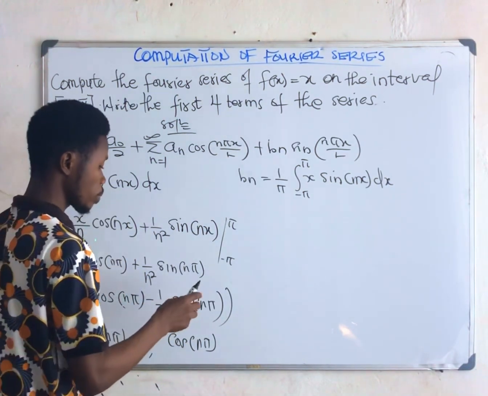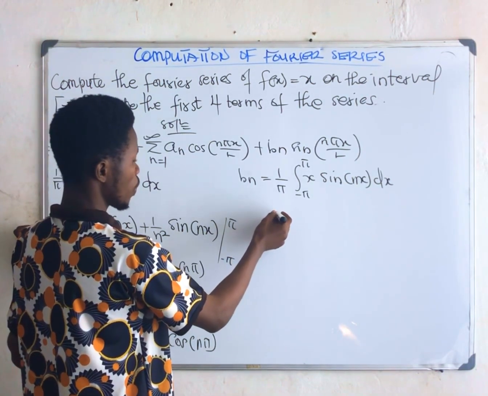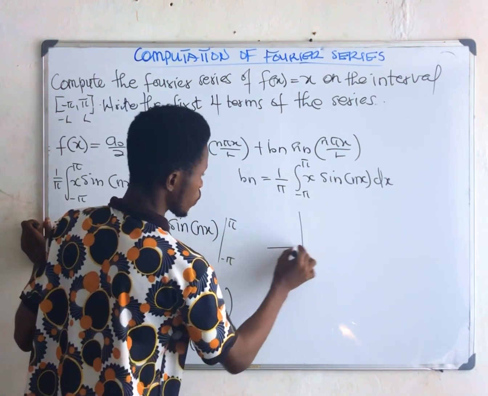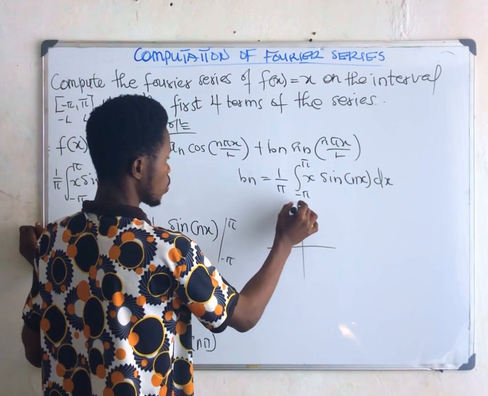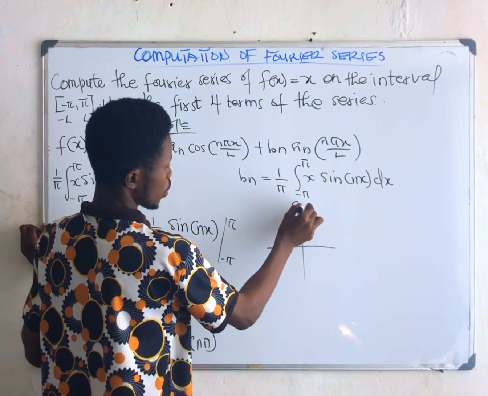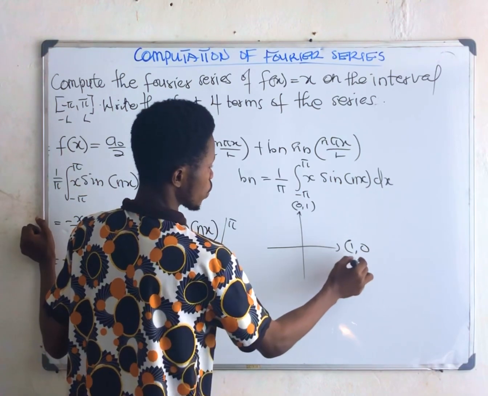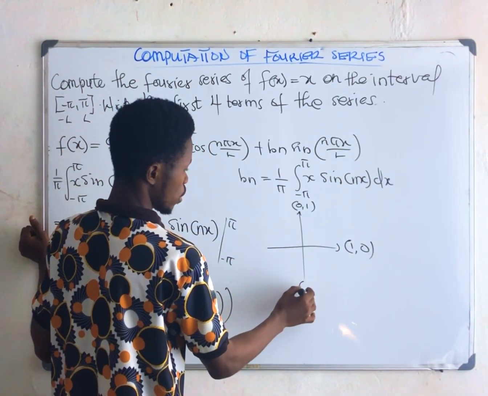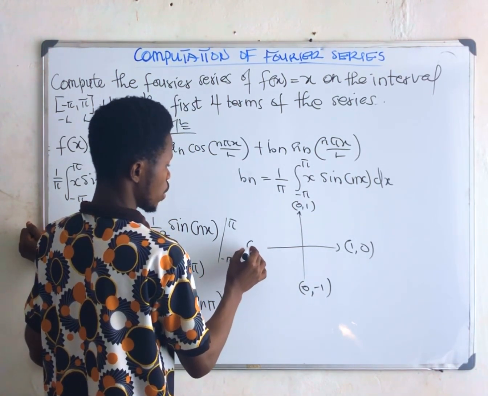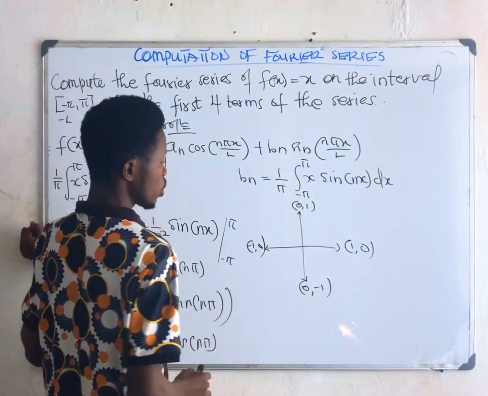What I'm saying here is, let me do something here for you. You know, this place is y, right? So here will be 0, 1. Here will be 1, 0. Here will be 0, negative 1. And here will be negative 1, 0, right? So this is what we have.